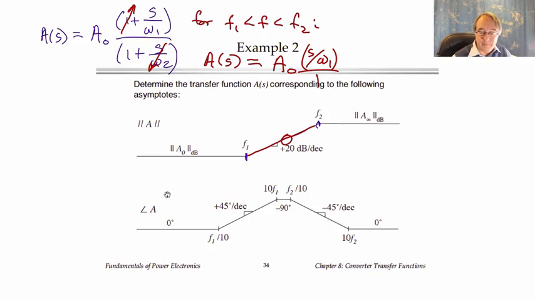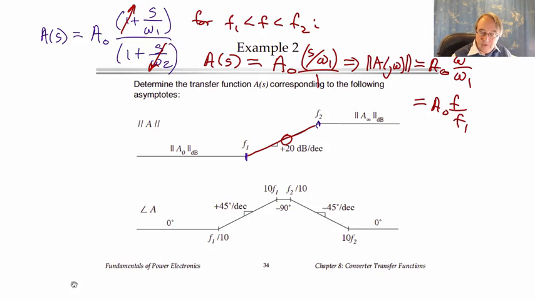And that's our function. Now if we want to take the magnitude, it will be the magnitude of A0, which is the real number, times the magnitude of this numerator with S equals j omega. It gets us omega over omega 1, and then the denominator is 1. Or in terms of F, we could also write this as A0 times F over F1. So that's the equation of the mid-frequency asymptote.